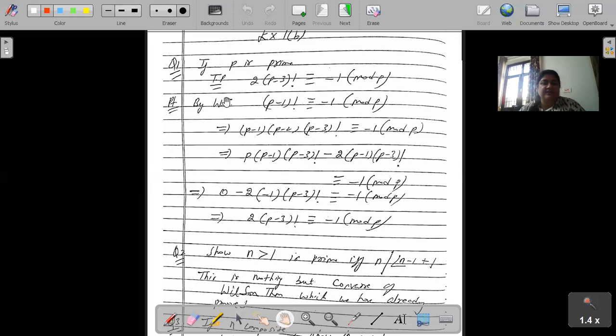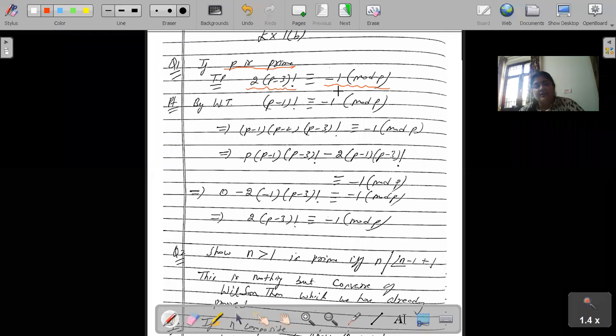This is exercise 7B, question number 1. If P is prime, then we have to show that 2 into (P minus 3) factorial is congruent to minus 1 mod P. Now you see what is given to us. P is prime. So can I apply Wilson's theorem?